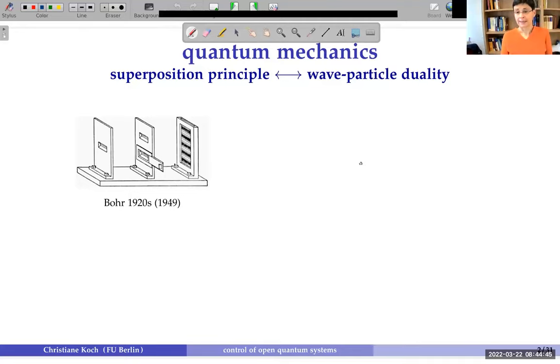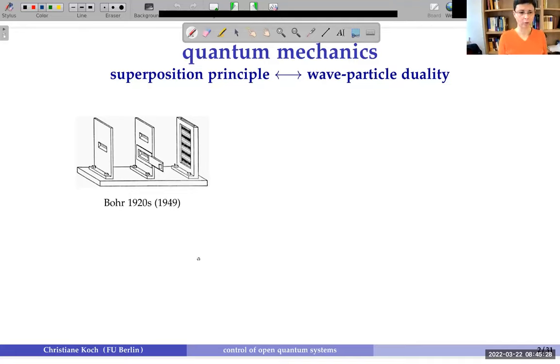Okay, so now, as I said, this statement of what control theory means is something which is very general, but we are interested in controlling quantum systems. So the underlying dynamics is that of quantum mechanics. And the essential statement is that we have the superposition principle, which encodes this fact of wave-particle duality. So what does it mean that in our control equations, we have this wave-particle duality? Well, one way to coin it goes all the way back to Bohr in the early days of quantum mechanics with his famous double slit experiment.